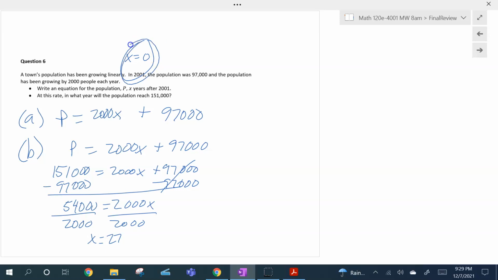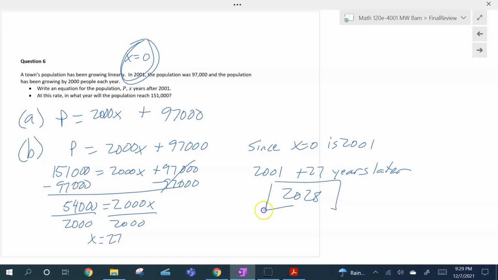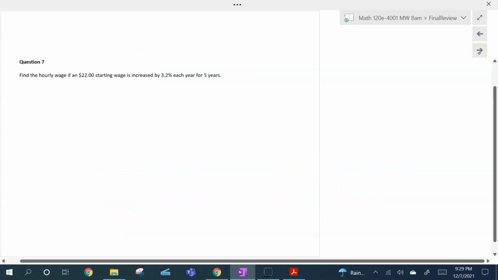Remember, x being 0 is the year 2001. So since year 0 is 2001, this is 27 years later. So it's the year 2028. That year. 27 years later.